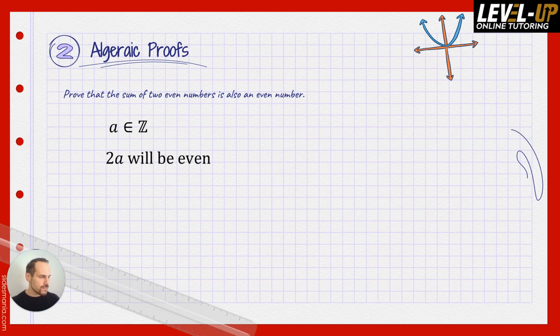algebraically. And we could do the same thing for another number. So if we have some other number, other integer more specifically, 2b will also then be an even number, but another even number. And now we can start to prove this statement here. We want to show that the sum of these two numbers will also be even. So the sum of these two is going to be 2a plus 2b.